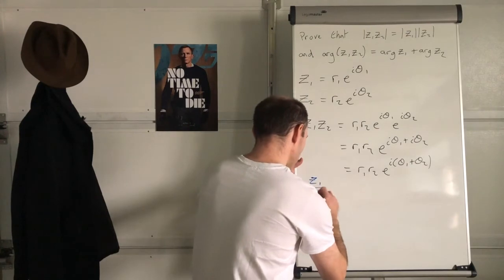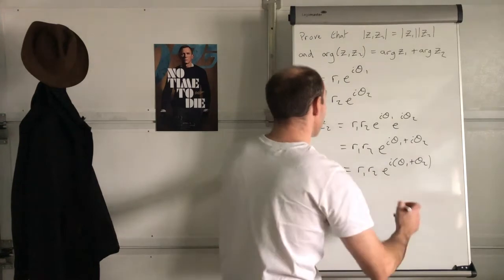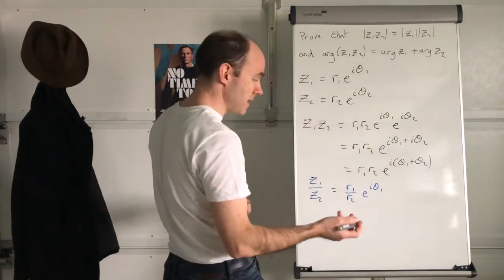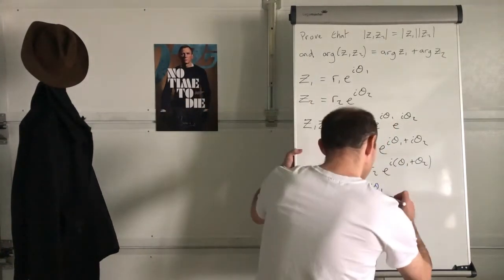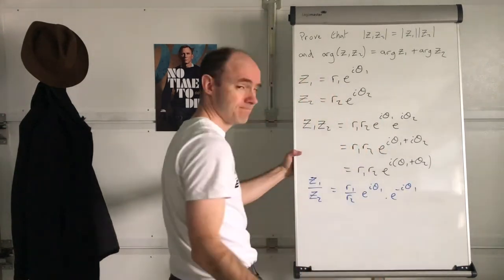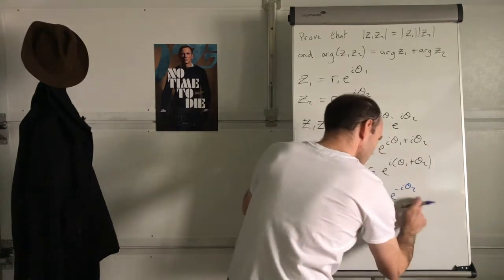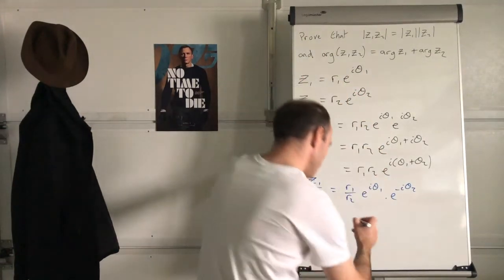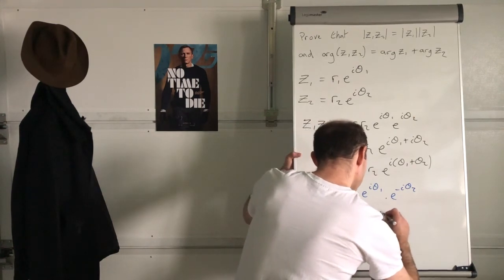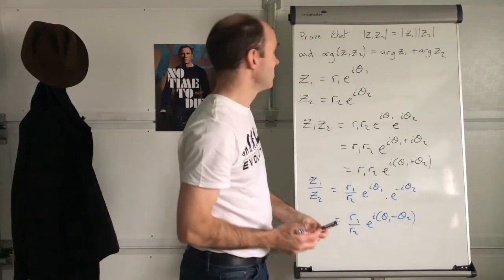So Z1 over Z2 is equal to R1 over R2, and then you've got e to the I theta 1 divided by, which is the same as multiplied by e to the negative I theta 1. No, theta 2. I guess it wasn't a huge error. Okay. R1 over R2 e to the I theta 1 minus theta 2. Done very quick, but absolutely lovely.